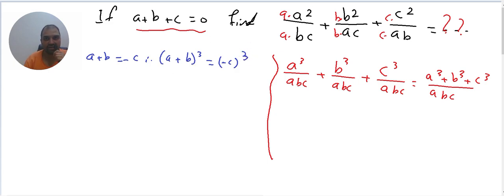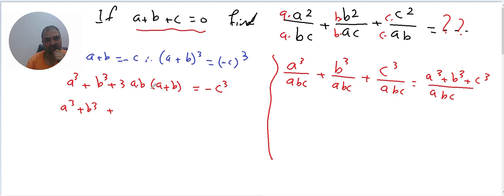Okay, you can expand this term: first power 3 and second power 3, and write 3 times the product a times b, first and second, times the summation between them. The result will be negative c power 3. Then a power 3 plus b power 3, with distributive properties, 3ab, since we have 3a power 2b plus 3ab times b, 3ab power 2, equal negative c power 3.